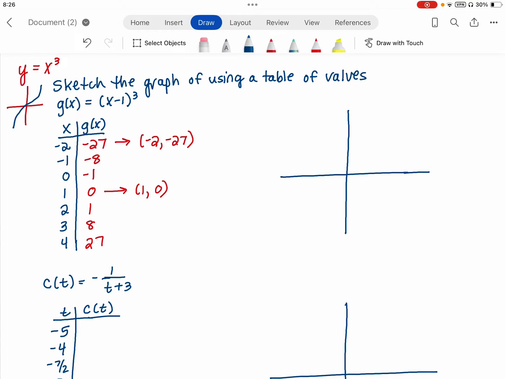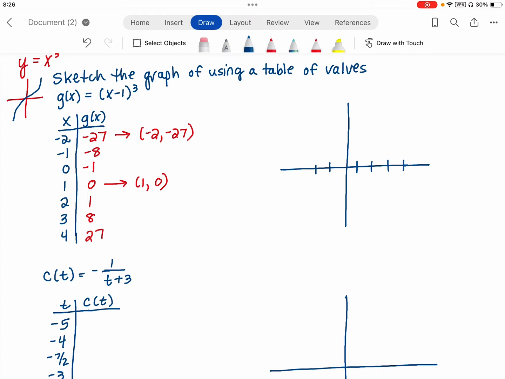So just think about marking off your numbers on a grid or some graph paper if you have that handy. And -2, -27 is going to be way down. Okay, let's sort of pretend that this is -27 way down here. And then -1, -8 will be maybe somewhere in here. We've got 0, -1, which would be just under the origin there. Then 1, 0, 2, 1. Let's see, I'm going to lower that one just a little bit.